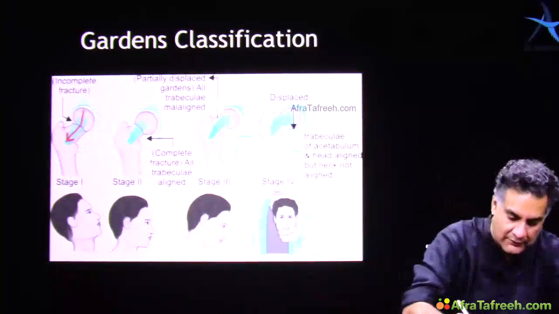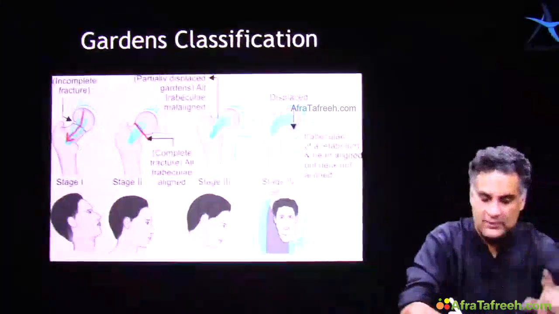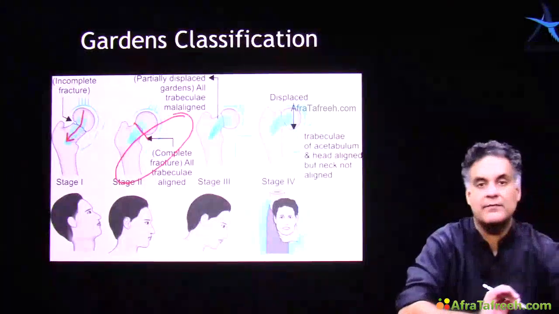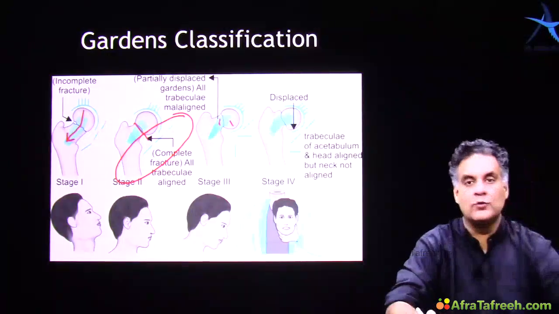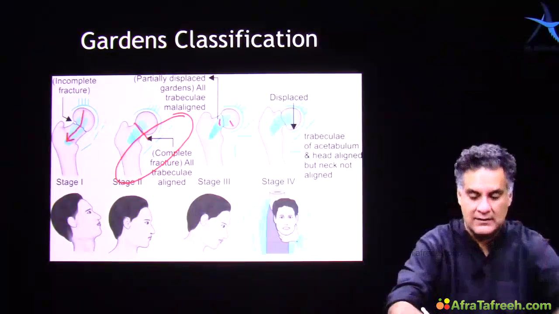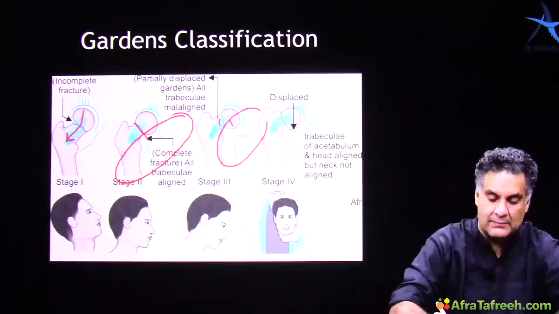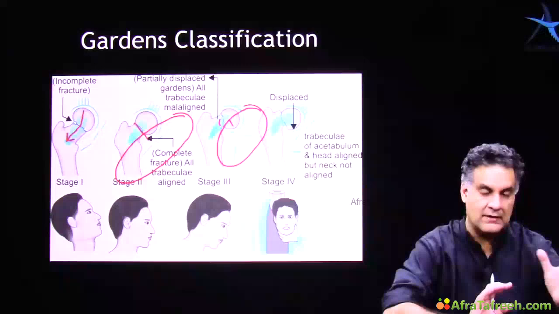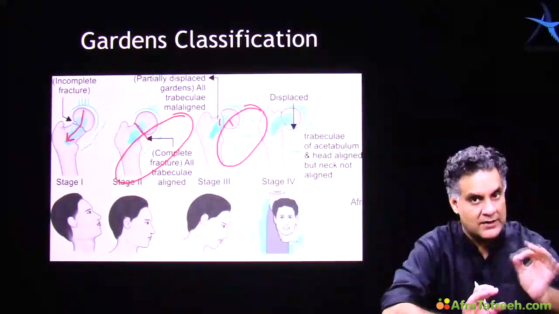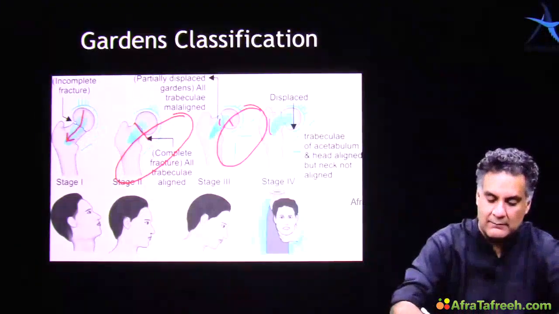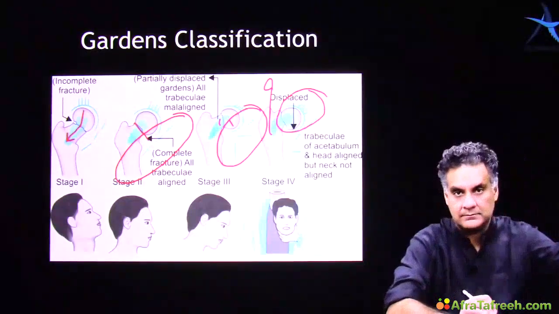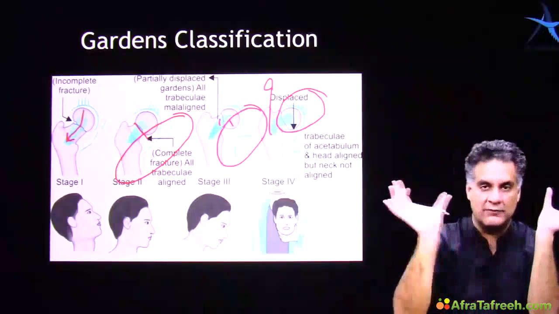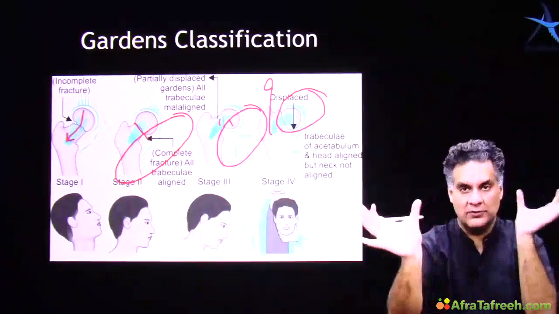Stage 2 is a complete fracture, but there is no displacement, so all the trabeculae are aligned. Stage 3, the head and the neck lose their contact and there's a rotational ligament, so all the trabeculae are disrupted. So all three are malaligned. It's a partial displacement. Stage 4 is completely displaced, so the head aligns with the acetabulum, but the neck is malaligned. 1 and 2 are clubbed together, 3 and 4 together, because that's how the prognosis is.